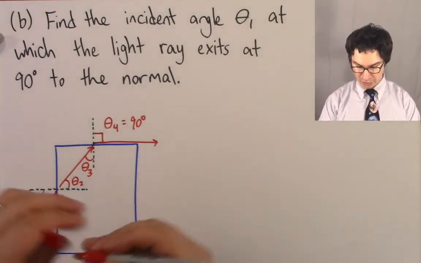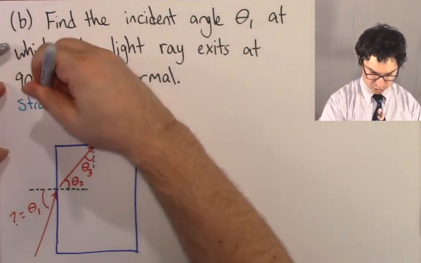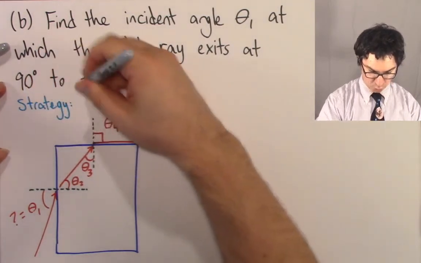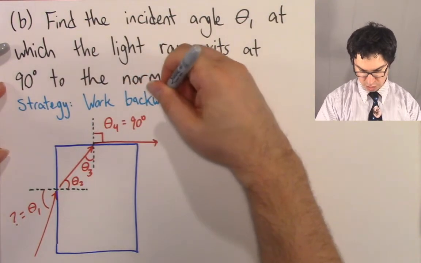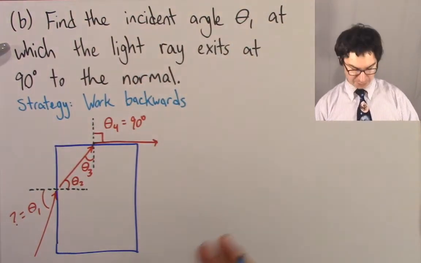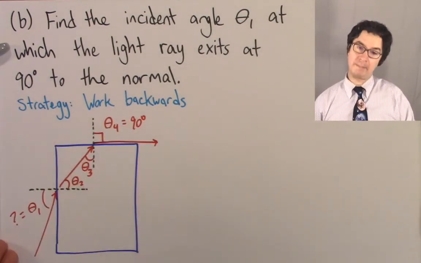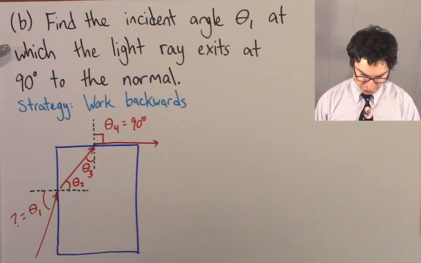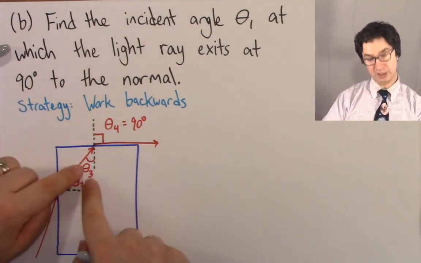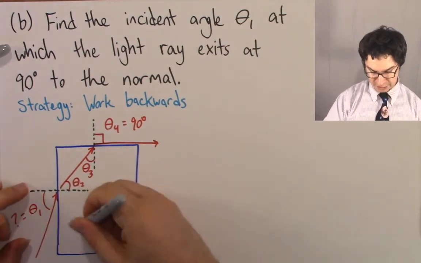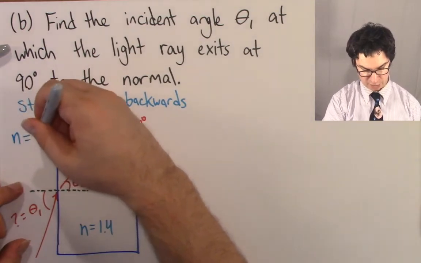So notice that our strategy here is to work backwards. So whereas in part A of this problem, we started with theta 1 and worked our way to theta 4, now we're going to start at theta 4 and work our way backwards to theta 1. All right? So let's start by looking at theta 4 and trying to get theta 3. We know that the index of refraction of this acrylic glass is 1.4. We know the index of refraction of the air is 1.0.